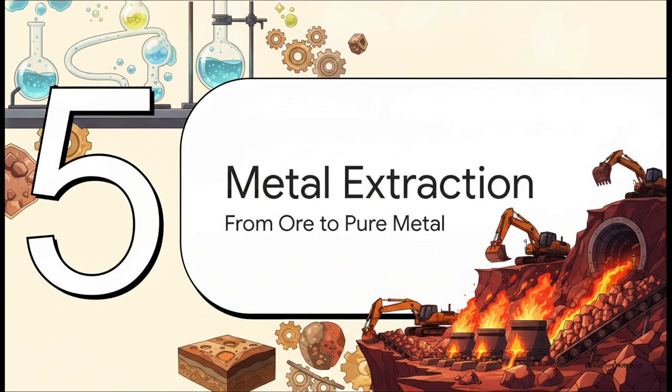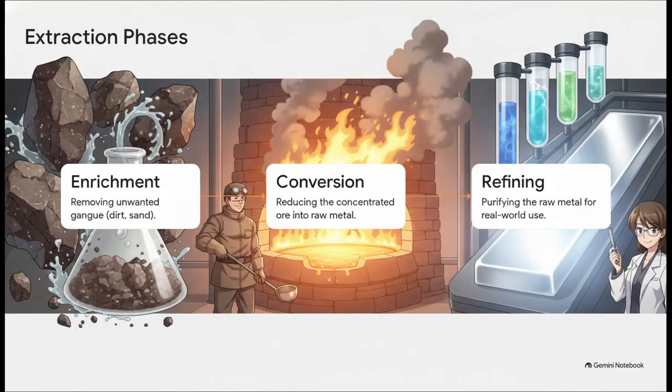All right, let's step out of the lab and into the real world for Section 5, metal extraction processes. How do we actually pull these metals out of the earth? You can break the dense concept of metallurgy down into 3 totally manageable logical steps. Phase 1 is the enrichment of the ore. This just means digging it up and cleaning off all the unwanted dirt and sand, which we scientifically call gangue.